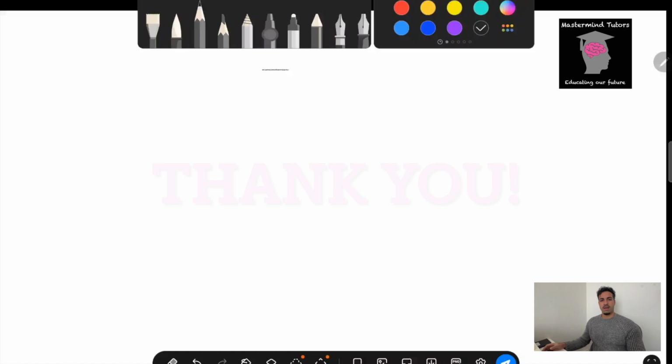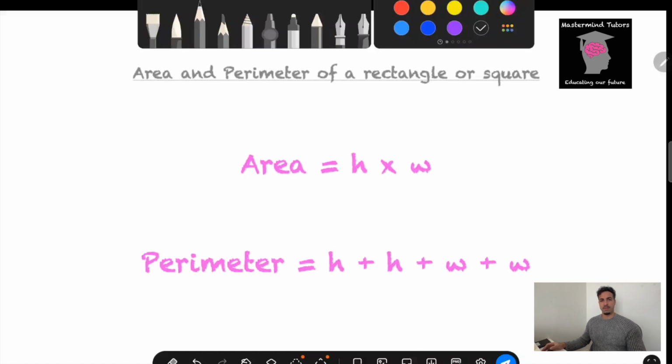I am Yasir and I'll be covering the topic of area and perimeter. As you can see, these are the formulas to work out area and perimeter of a rectangle or a square. So to work out the area, you would multiply the height by the width, and to work out the perimeter, you would add all the sides.